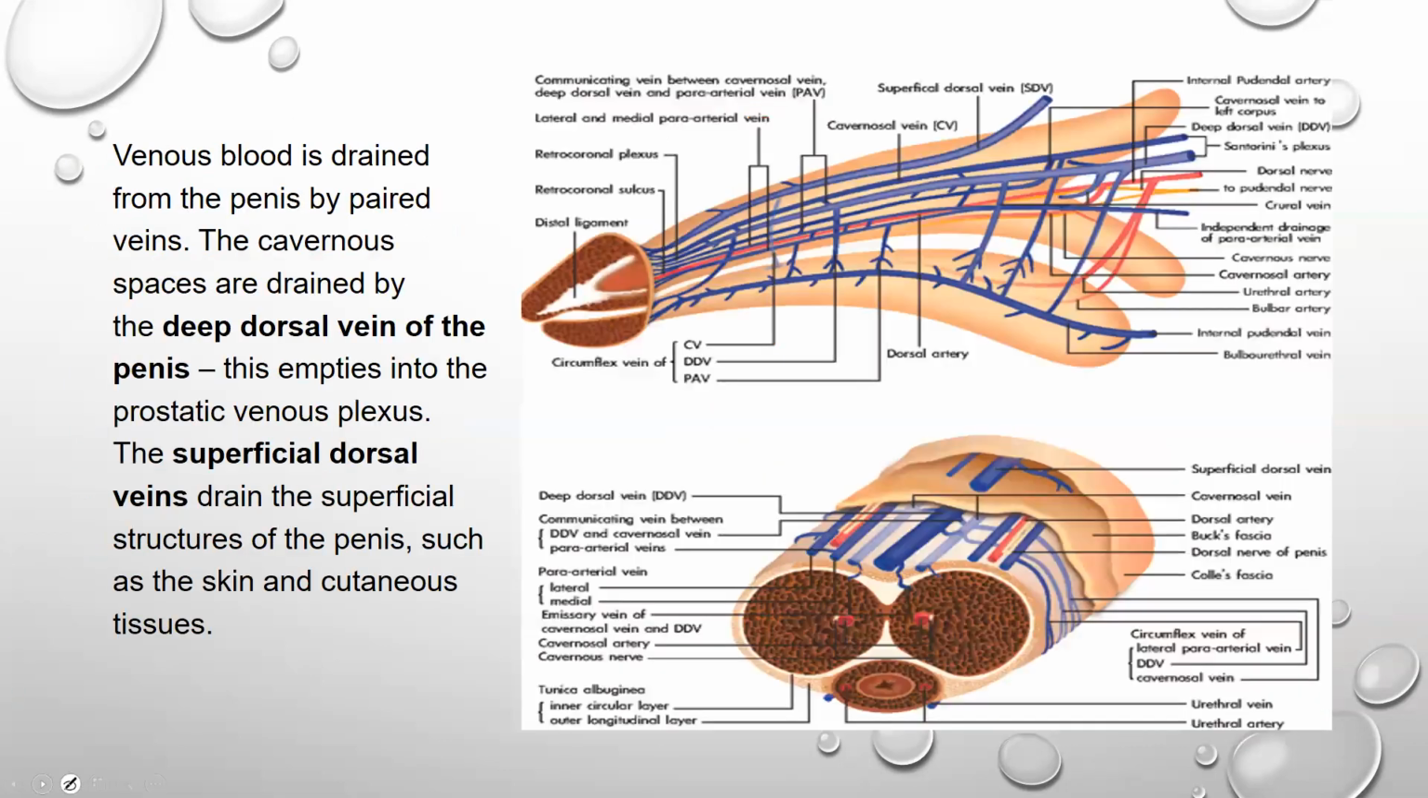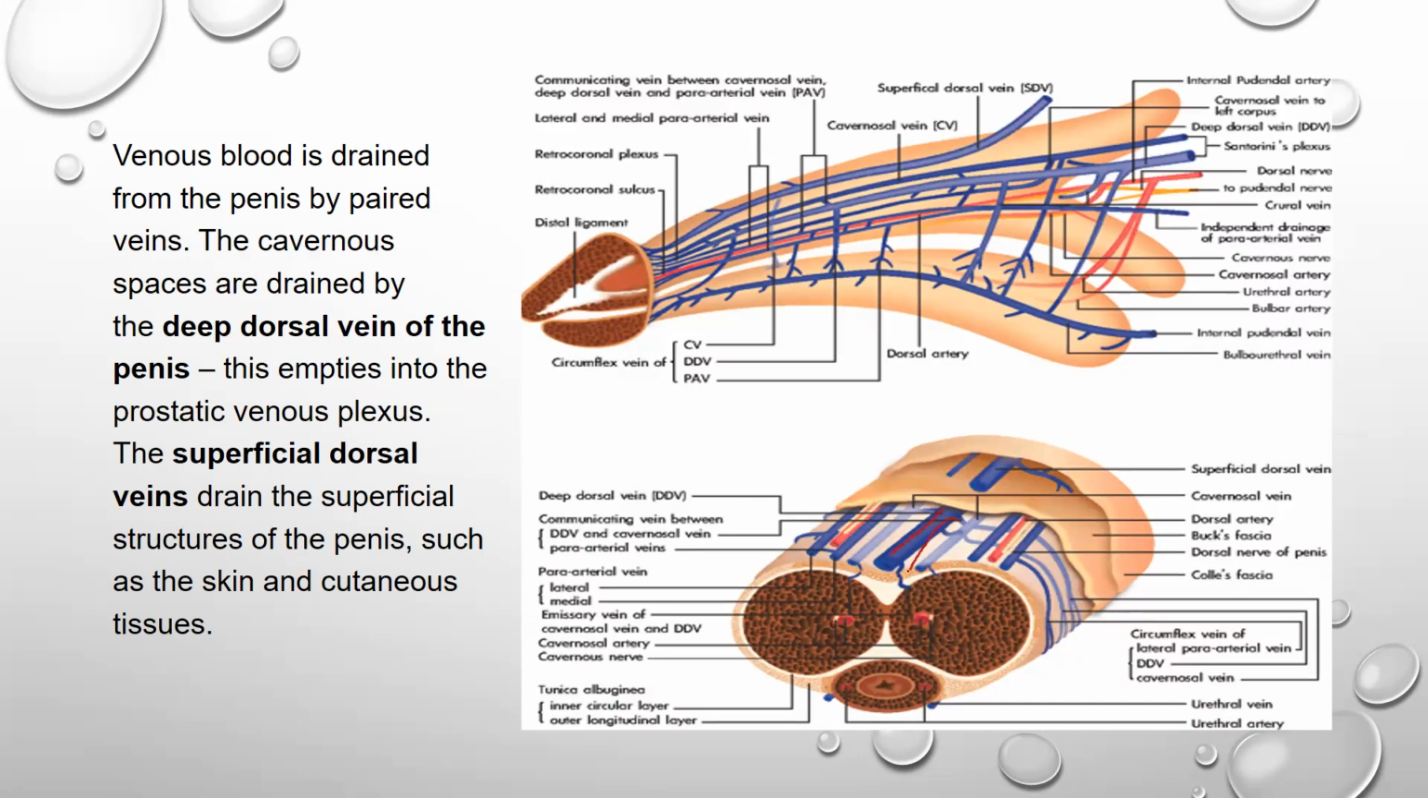Now, a deeper understanding of the veins and the arteries. Venous blood is drained from the penis by paired veins. The cavernosal spaces are drained by the deep dorsal vein of the penile structure. And this is a cross-section view. Please take a screenshot; you will find many if you Google it also. So these are the deep dorsal veins. These veins are important.